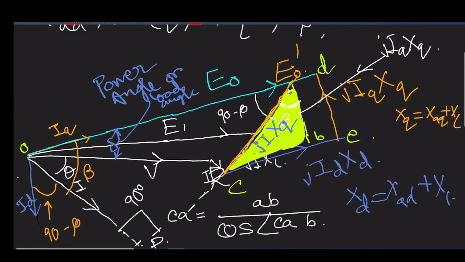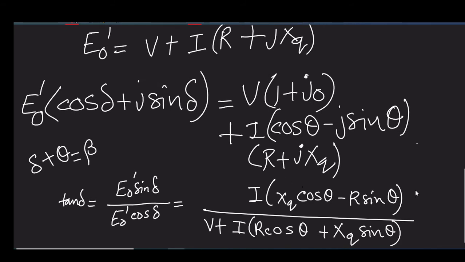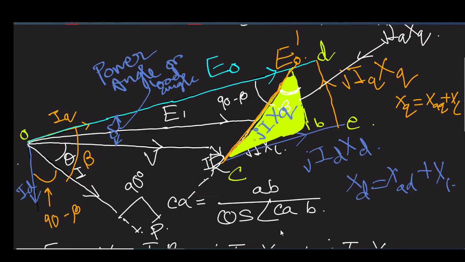Otherwise, again, in the first approach you need to construct E naught dash, then you need to again draw the lines jIdXd, jIqXq, all this. So these are the ways you can do it, and this is a very important formula. You should not forget this one. You should try to memorize it. This will turn out to be very handy.